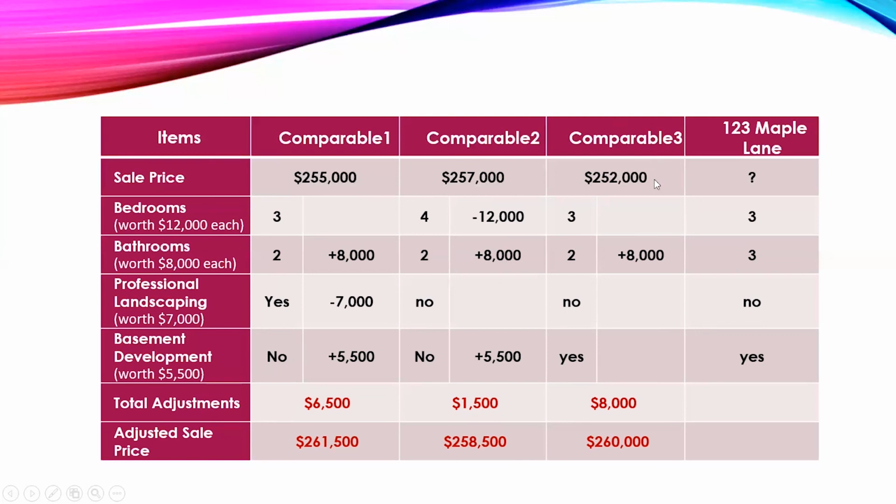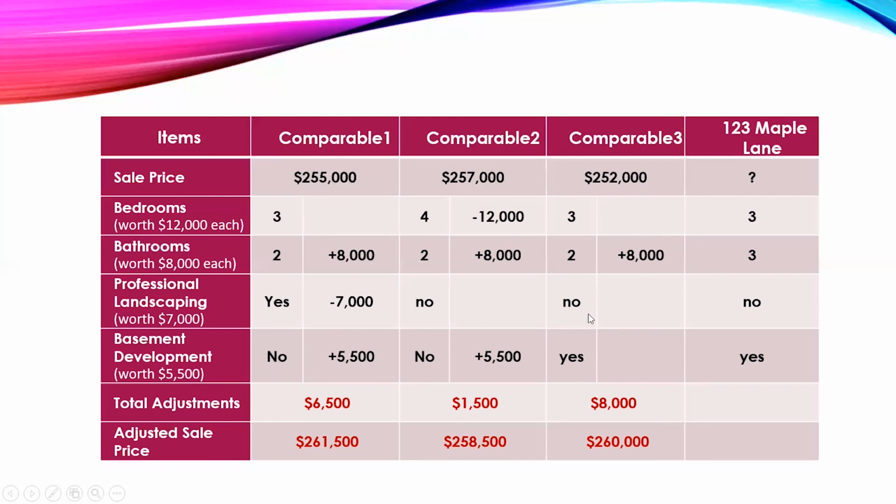The sale price for this property is $252,000. In this case, the number of bedrooms is 3, which is the same as our subject property, so it doesn't need any adjustment here. Next up, bathroom. So this one has 2 bathrooms, but our subject property has 3 bathrooms, so we will make a positive adjustment of $8,000 to the comparable number 3.